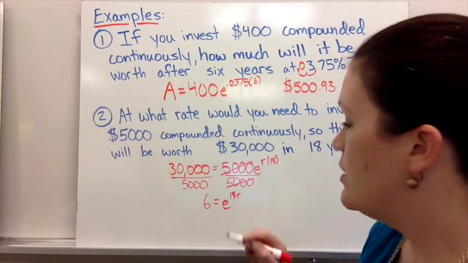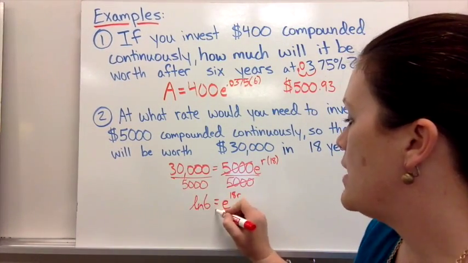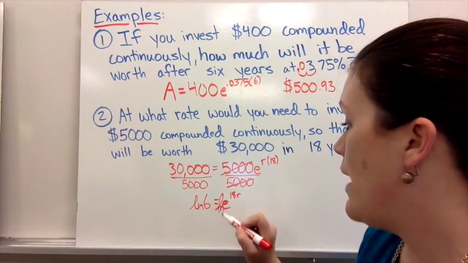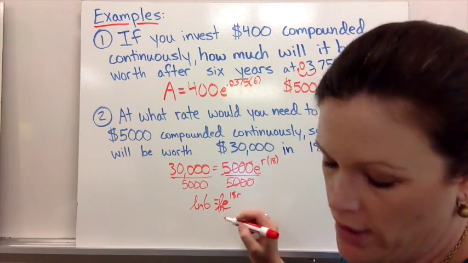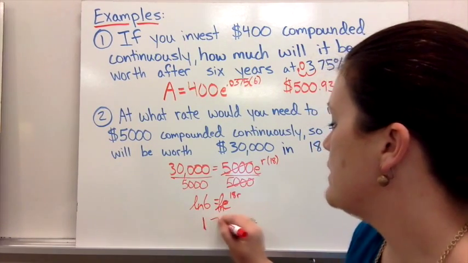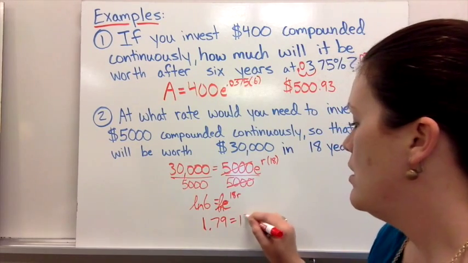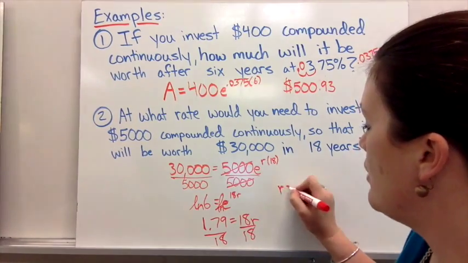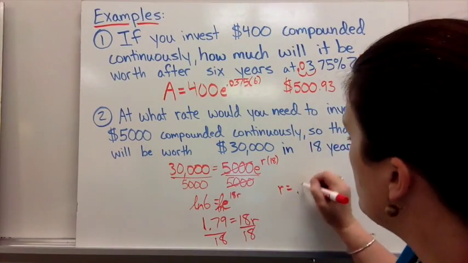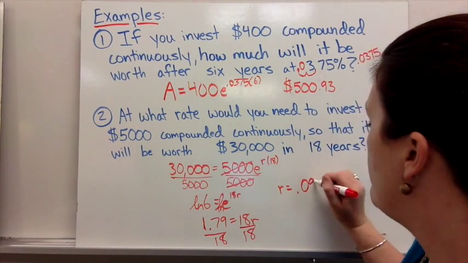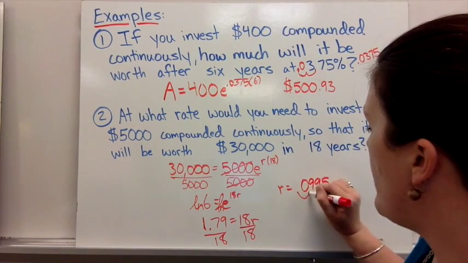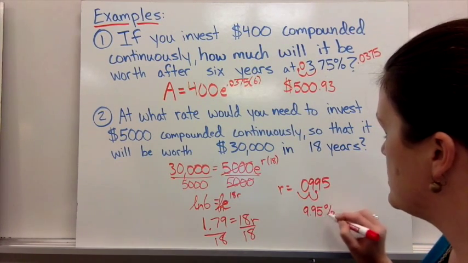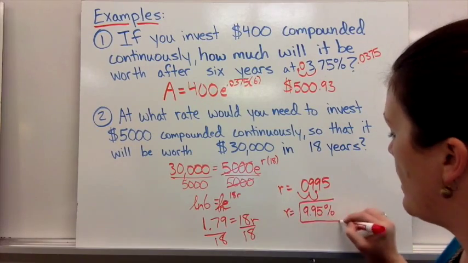All right. So then we can take the natural log of both sides to get rid of E. And remember, natural log has a base of E, so those just cancel out. And then the natural log of 6 I've already calculated is 1.79. And then you just need to divide both sides by 18. So you end up with R equals a decimal, 0.0995. So remember to move the decimal back over 2 places, which would be about 9.95% for our rate. You turn it back into a percent.